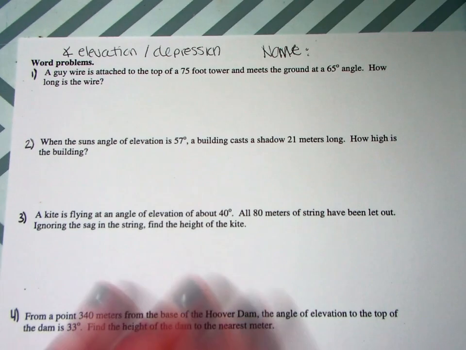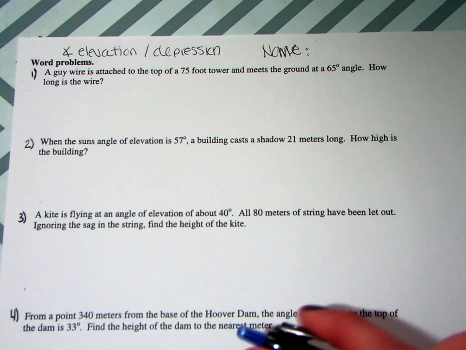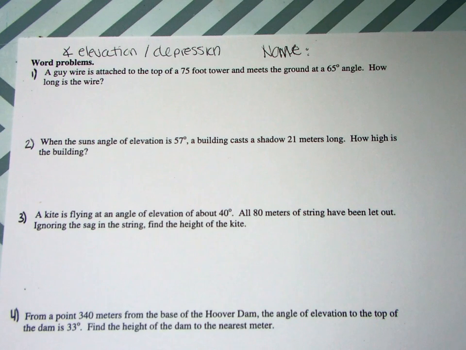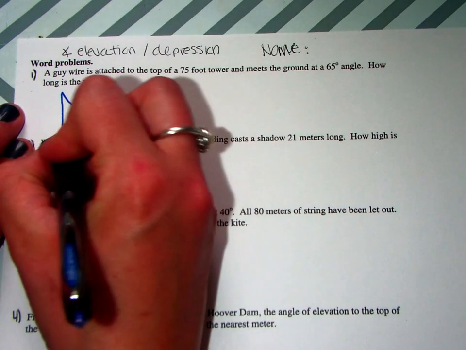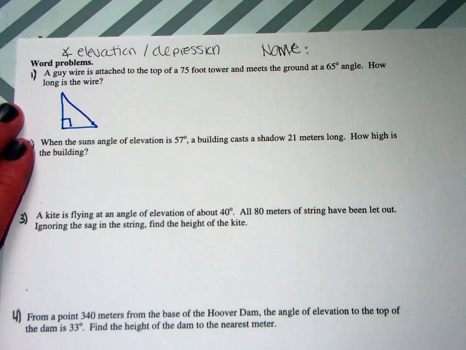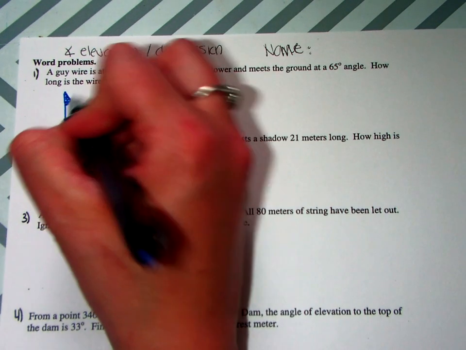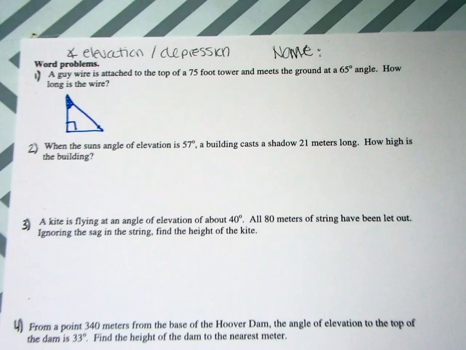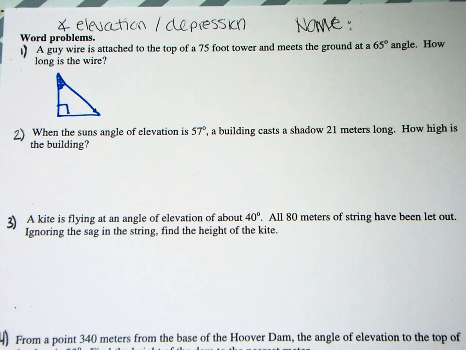It says a guy wire is attached to the top of a 75-foot tower and meets the ground at an angle of 65 degrees. How long is the wire? This is a real-world trig problem, so that means we're always going to be using a right triangle. It's always going to be turned the same direction, and we're never going to use this angle in the corner. That's just kind of habit. We're never going to use it up there. That angle has no relevance.